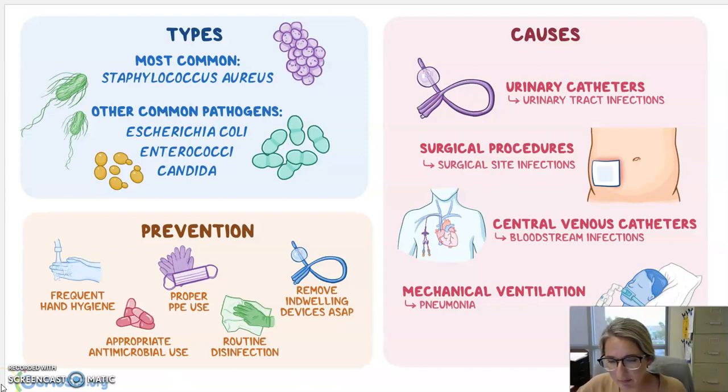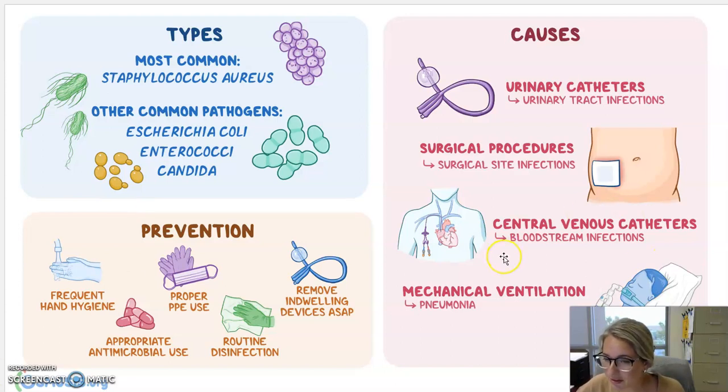There's not a specific type of bacterium that you need to know that causes HAIs. Some of the most common bacteria in a hospital type setting that cause healthcare-associated infections are things like Staphylococcus, Escherichia coli, various types of enterococci that cause gastrointestinal infections, and even Candida, which is a type of yeast. All of these have been isolated from medical facilities and have caused things like surgical wound infections, urinary tract infections, and even respiratory infections related to pneumonia.